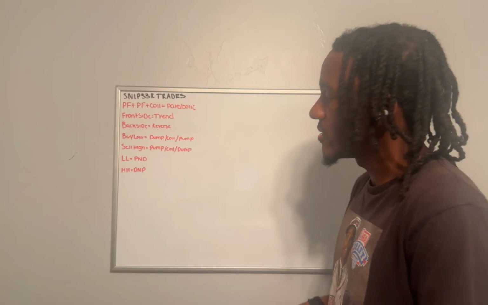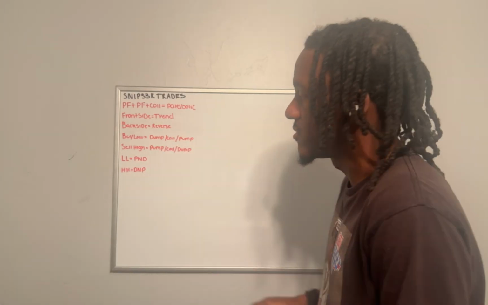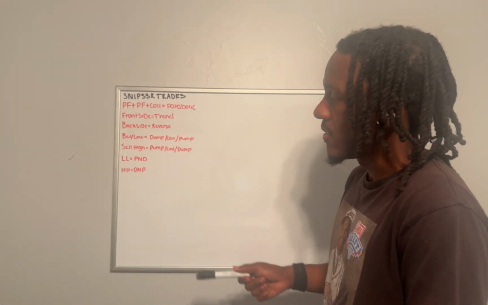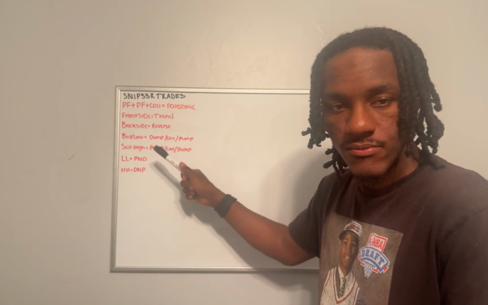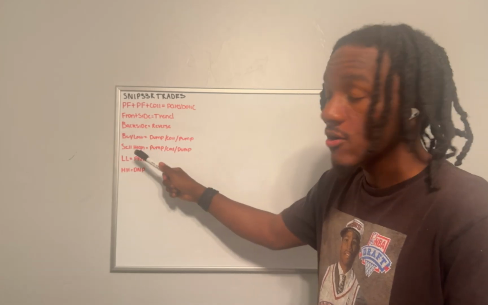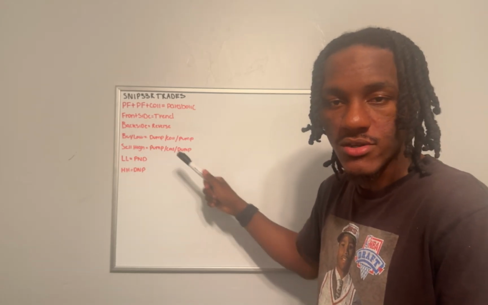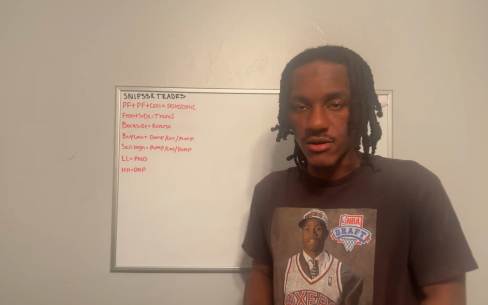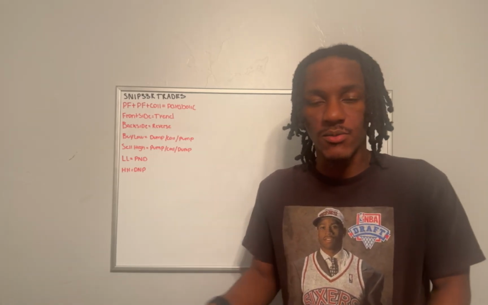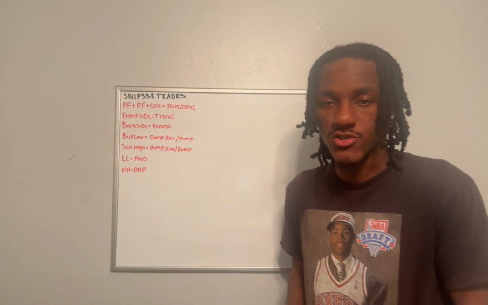Front side equals trend, back side equals reverse. Buy low is the dump coil pump setup. Sell high is the pump coil dump setup. Lower lows, look for the pump and dump. Higher highs, look for the dump and pump. Now, that is basic market structure.